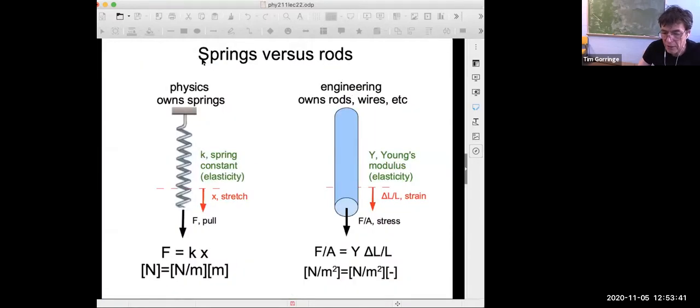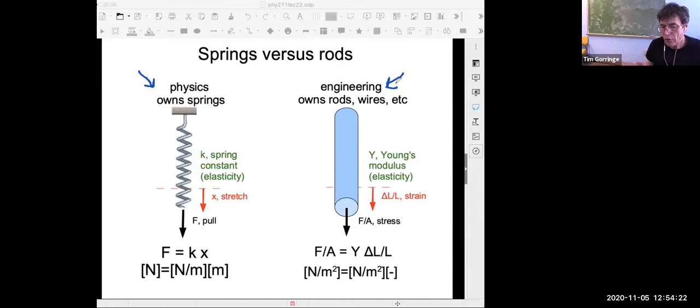Okay, so let me just make a point here. As I say, we've modeled the deformation of solids on the stretching, compressing of springs. Now, springs, I always think of as they're owned by physics, right? Here at UK, all the springs are in the physics department. Rods, wires, cables, they're owned by the engineers. All the rods, wires, and cables are in the engineering department.